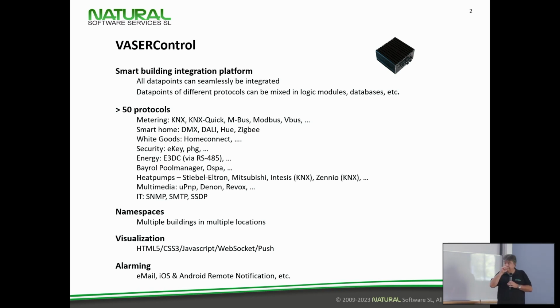And you see a little icon up there, a little picture. That's the VASER control cube. It's a little i3 computer with Visual H Smalltalk on it, and this can be installed in the homes, configured, and everything works together. Right now, we have over 50 protocols in the system.